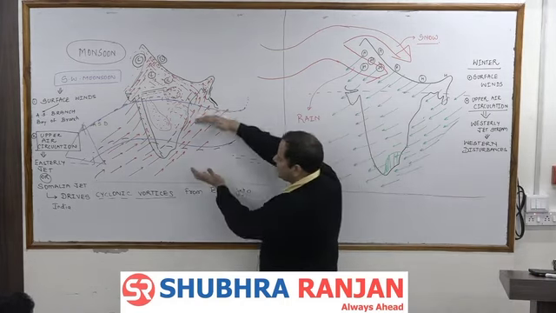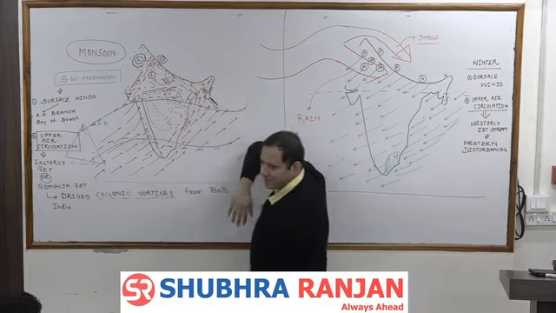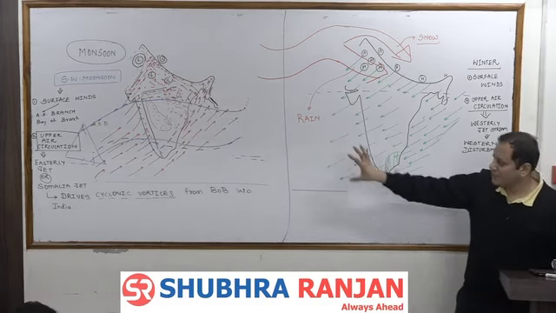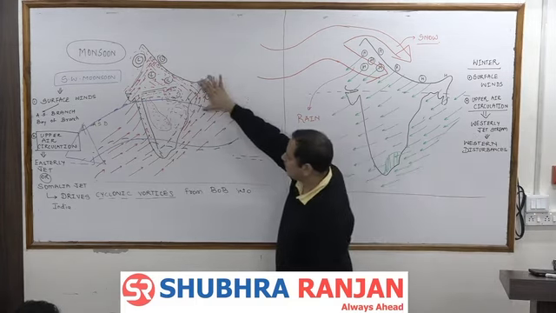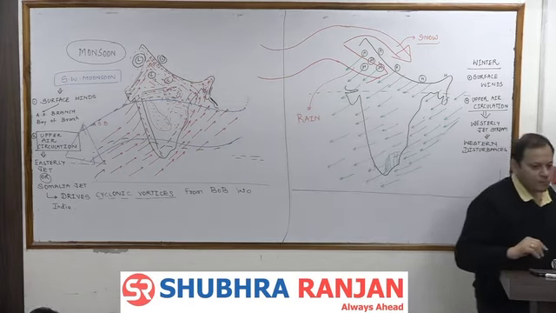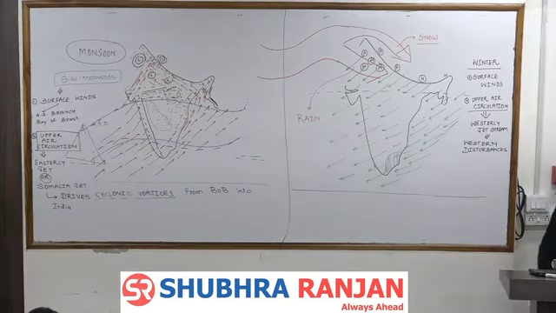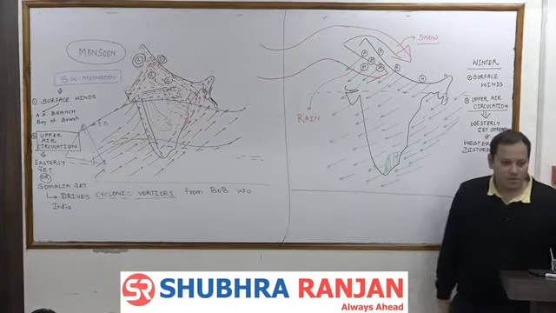Easterly jet stream का position keeps on shifting, so you cannot say that. ये तो सिर्फ एक diagram बनाया है. It can shift here also. Non-permanent. Permanent is this westerly jet.